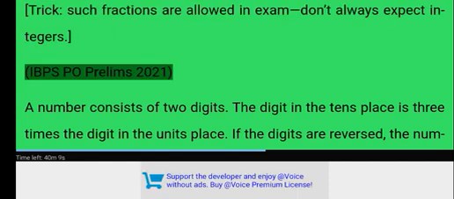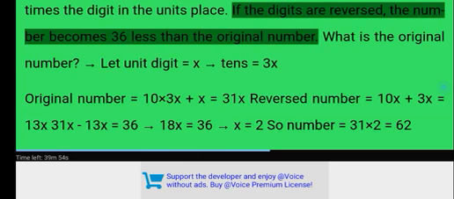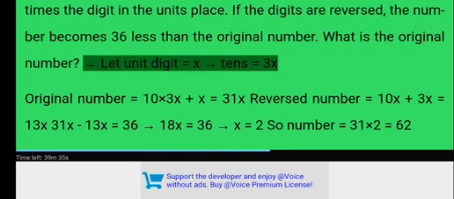IBPS PO Prelims 2021. A number consists of two digits. The digit in the tens place is 3 times the digit in the units place. If the digits are reversed, the number becomes 36 less than the original number. What is the original number? Let the unit digit equal x, so the tens digit equals 3x.